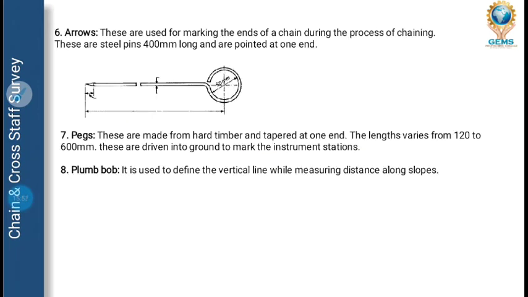Next are arrows. What are arrows? They are used for marking the end of the chain, where the chain ends. Like we use some sticks for marking, similarly arrows are used for marking, and they have a sharp edge that is plunged into the soil. While doing chaining, it's similar to a pin that you put. It is 400 mm long and pointed at one end, with a sharp end like a needle. As you can see in the diagram, the holding area is 50 mm in diameter.